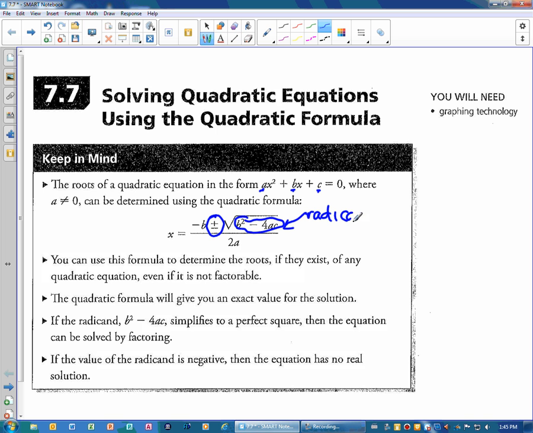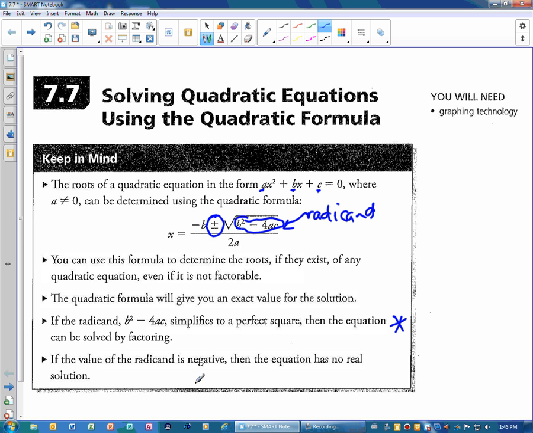This b squared minus 4ac, the part that's inside the square root sign, is called the radicand. And it says here that if the radicand, b squared minus 4ac, simplifies to a perfect square, then the equation can be solved by factoring. Not important, but maybe one of the examples will show you that. And if the value of the radicand is negative, then the equation has no real solution.